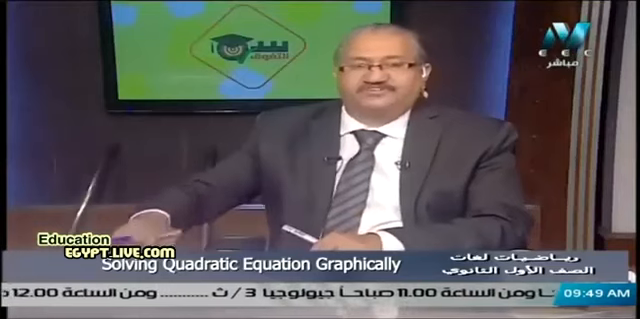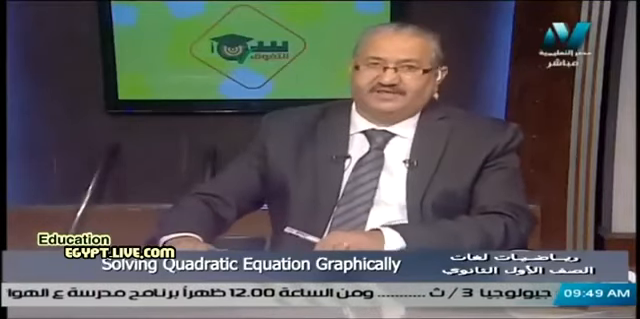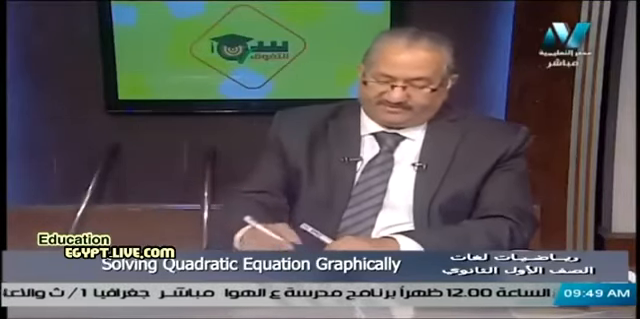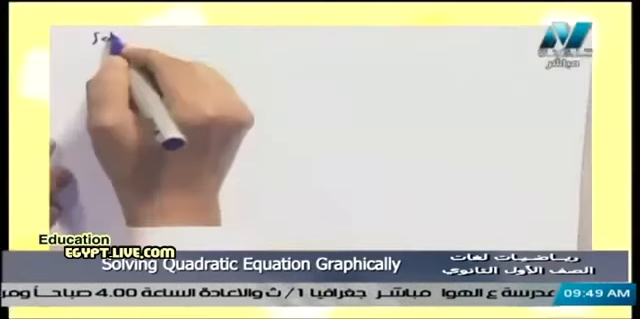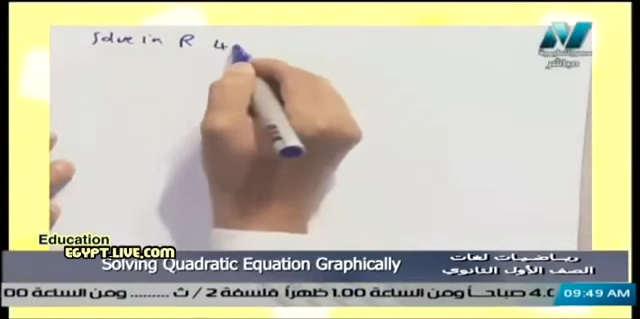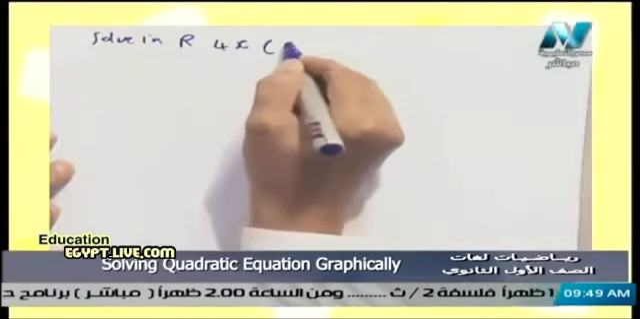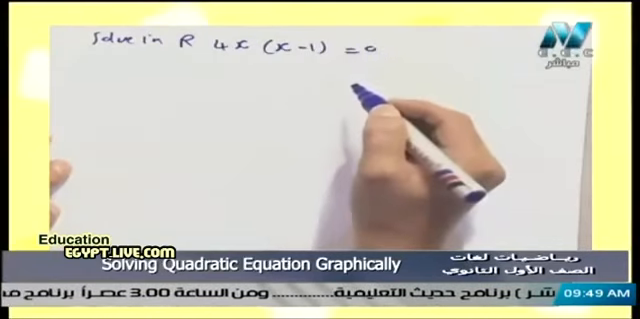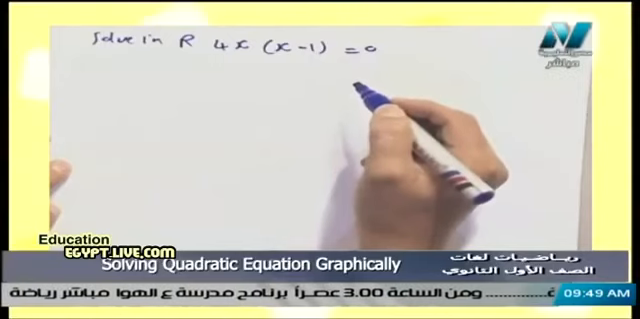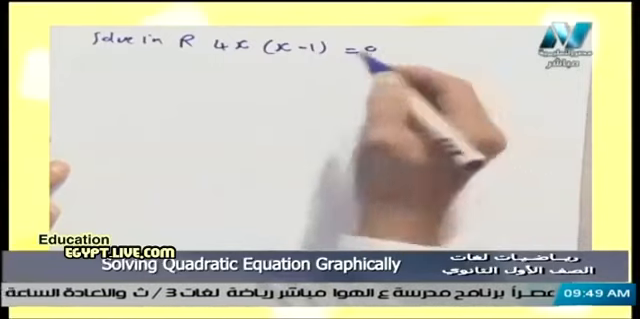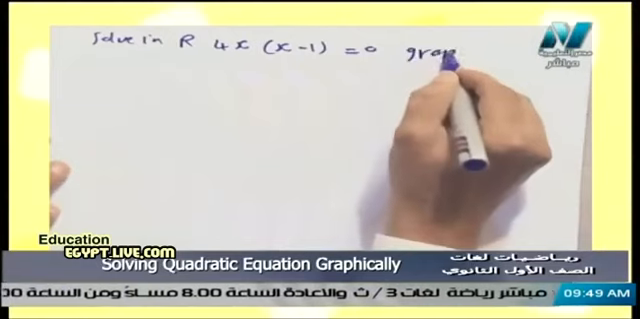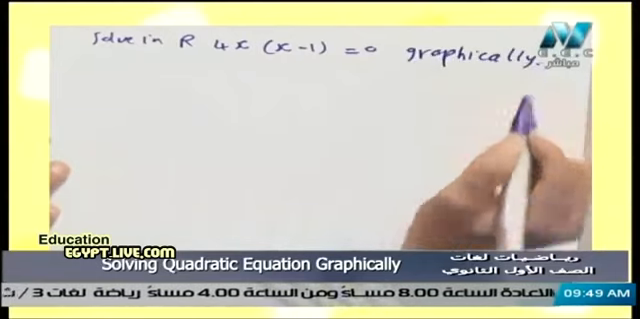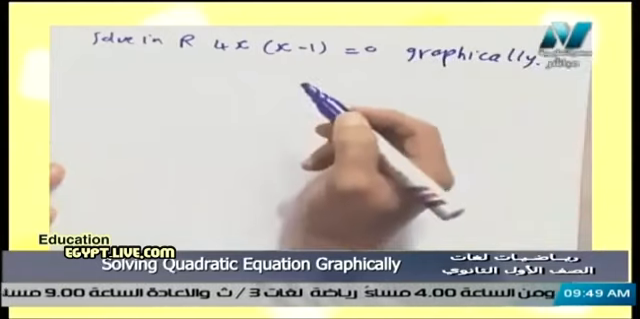let's now solve another equation graphically. If he asks me about this equation, solve in R: 4x multiplied by x minus 1 equals 0, and verify it algebraically. Solve it graphically here. And in fact, he didn't give me any interval.